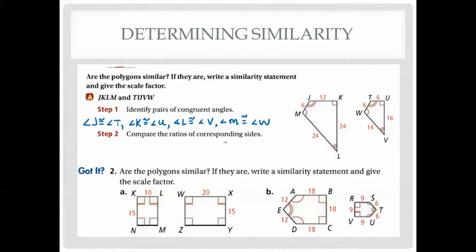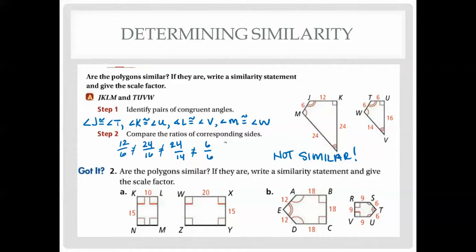Yeah, if you look at the two figures, all the angles have the appropriate markings to show us that corresponding angles are congruent. Next, we're going to compare the ratio of the corresponding sides. When I do that, I get 12 to 6 is not equal to 24 over 16, which is not equal to 24 over 14, which is not equal to 6 over 6. So there is no common ratio. These corresponding sides are not in proportion, so we say that these two figures are not similar.